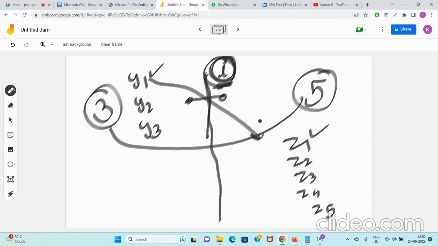For Y1 there are 5 choices here. For Y2 there are 5 choices. For Y3 there are 5 choices. So 5 plus 5 plus 5, 15. That's why I'm saying do 3 into 5.